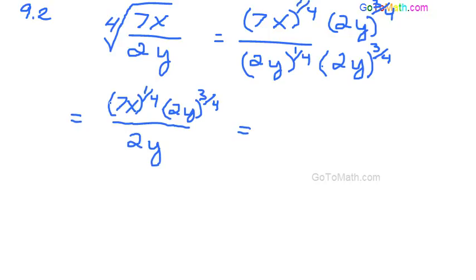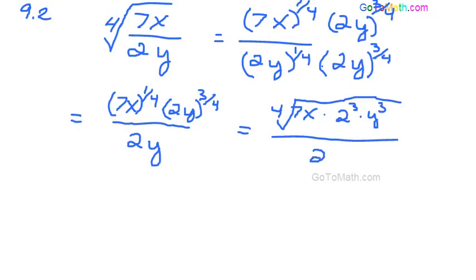Okay. And then we'd have everything under the radical. So in other words, we'd have 7x times 2 to the 3rd, y to the 3rd, and then we could put everything, wow, that's not very good, over 2y. And of course you'd want to join this. 2 to the 3rd times 7 is going to be what, 56 x y to the 3rd when you simplify it down even more.